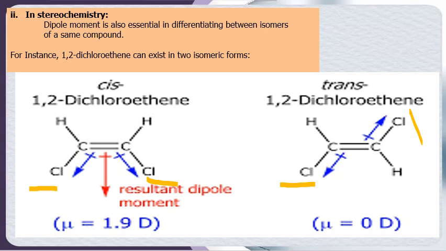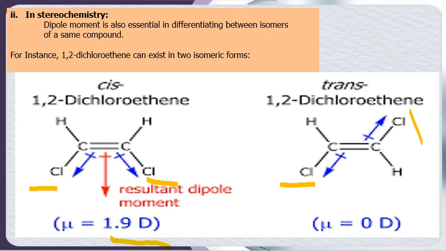I think you know very well now why it is directed towards chlorine: due to greater electronegativity. When you add these two vectors, the dipole moment has some value. It is 1.9 D. D is represented by, right? So there is a dipole moment present. It means this molecule is polar.